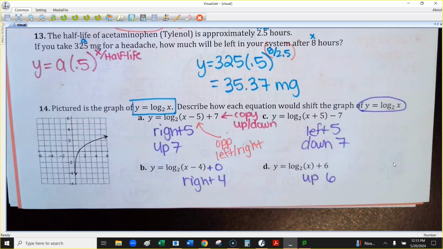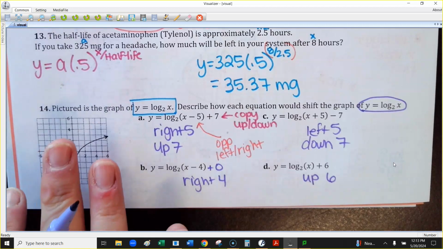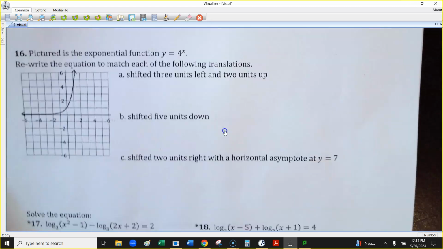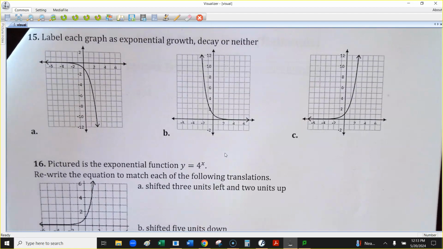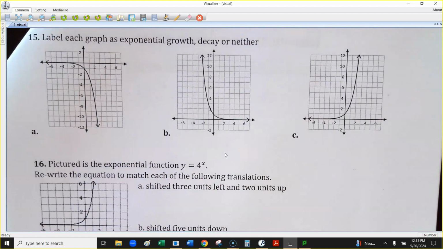Now I'm going to do a couple on the back. This will be really quick, but I put some more graphs on the back here. These will be multiple choice, but basic. There's a question on the test where it's got the options and it'll say which one of these graphs is exponential decay, and you have to pick out the multiple choice option.